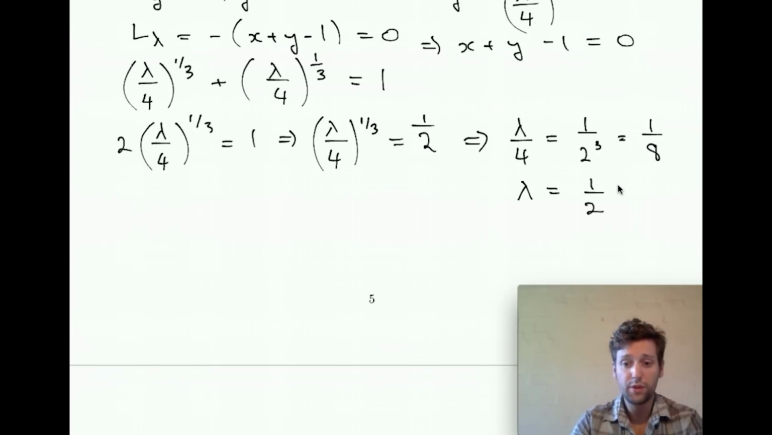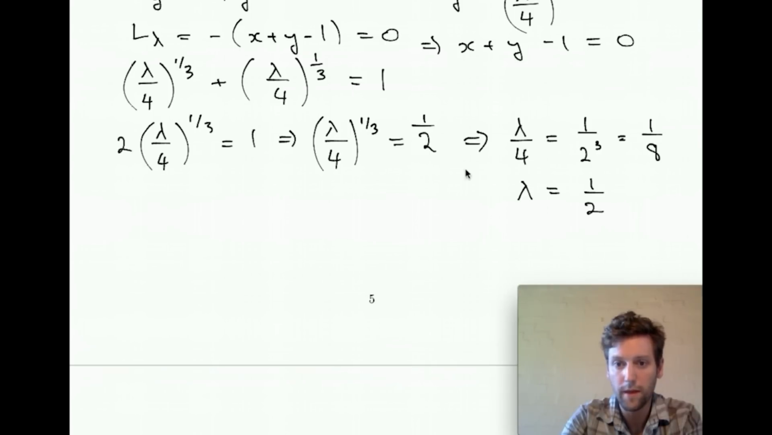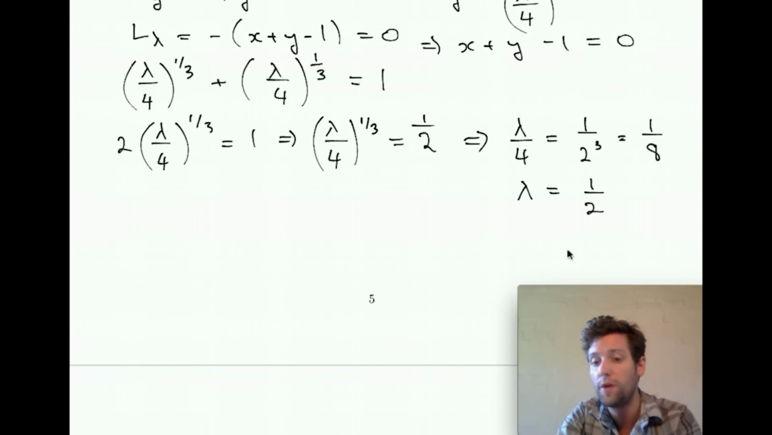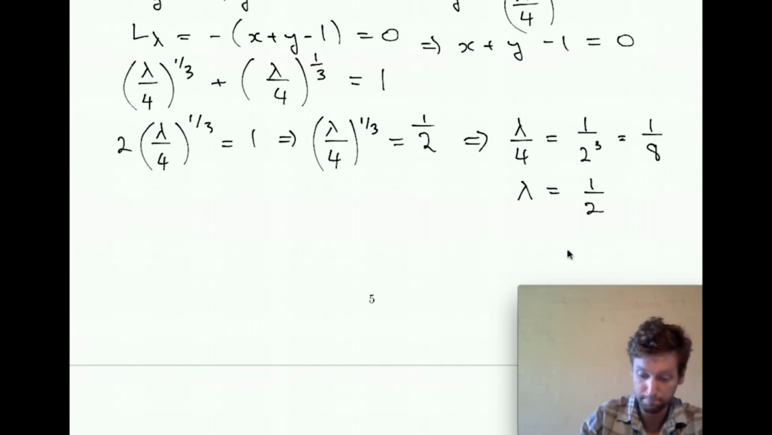So one of the things you notice here is that we only get one value of lambda here. We only get lambda is equal to 1/2. So compare that with the last problem where I had lambda is equal to plus or minus 5 over 2. Here I've only got one value of lambda. And that's telling us that there's only one extreme value here. So let's substitute in and find out what that value is, x and y.